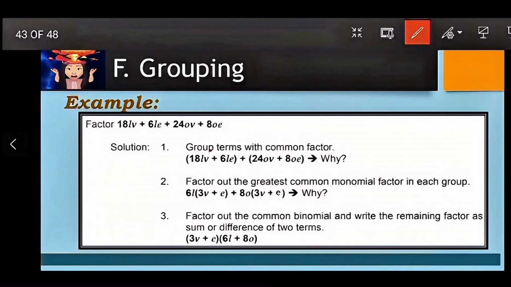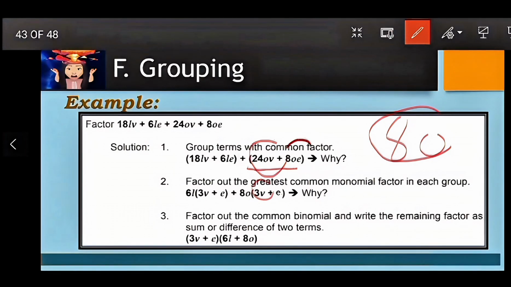Next step is to divide this one by our common factor, which is 6L. 18LB divided by 6L, we will have 3B. And the other one, 6LE divided by our common factor, is E. Same with this. So our common factor is 8O. 24OB divided by 8O is equal to 3B. And 8OE divided by 8O is equal to E.